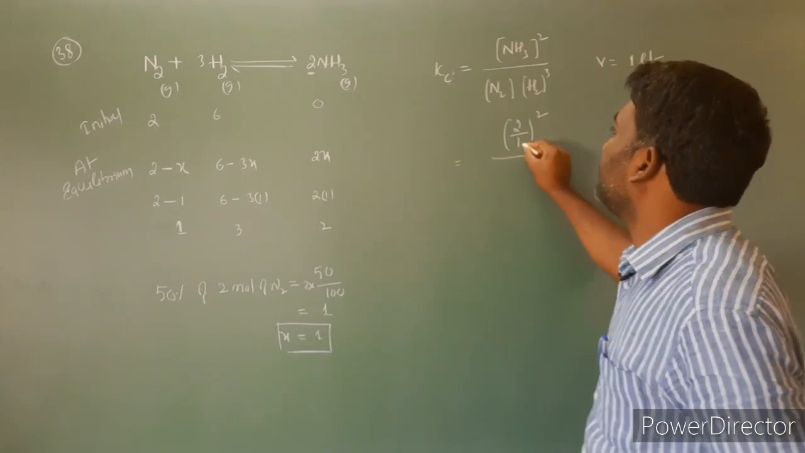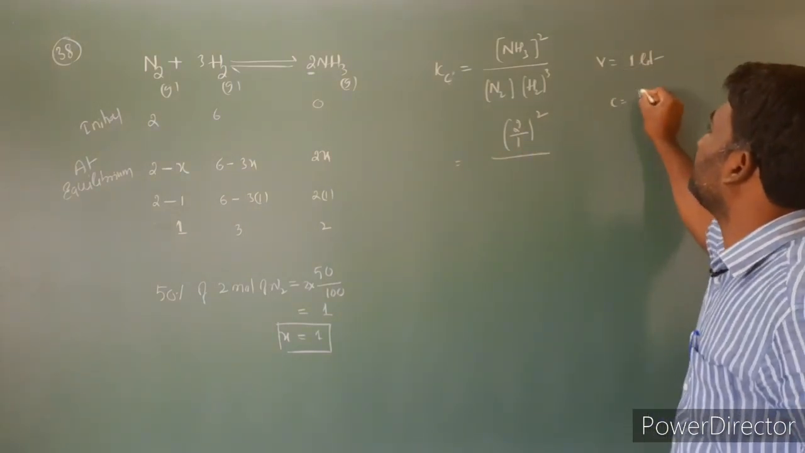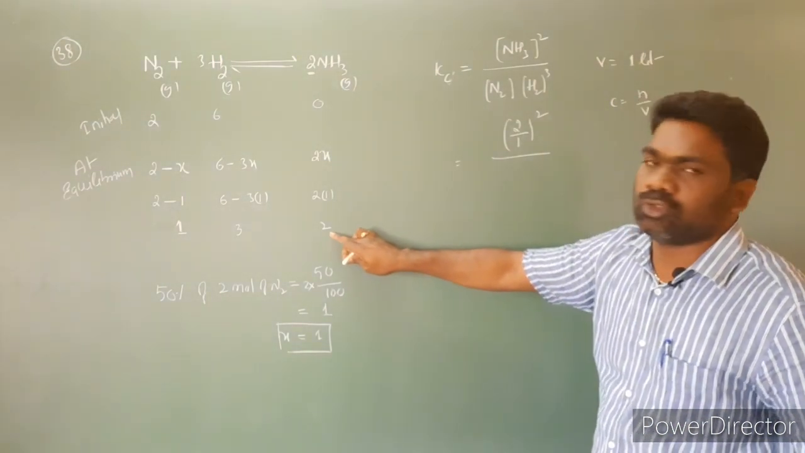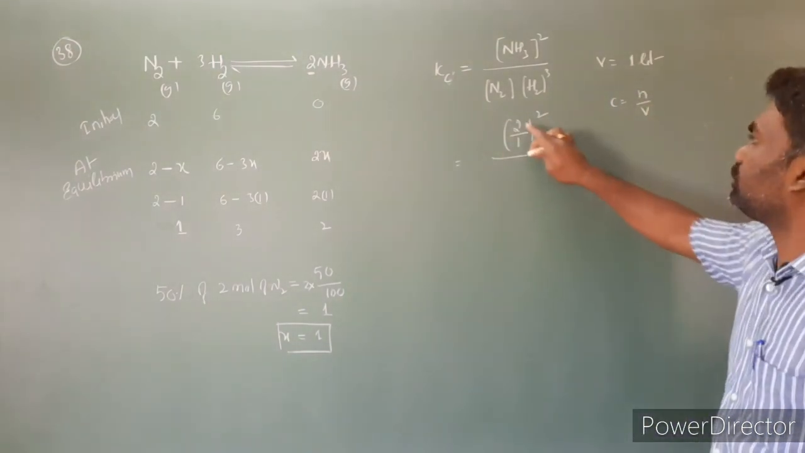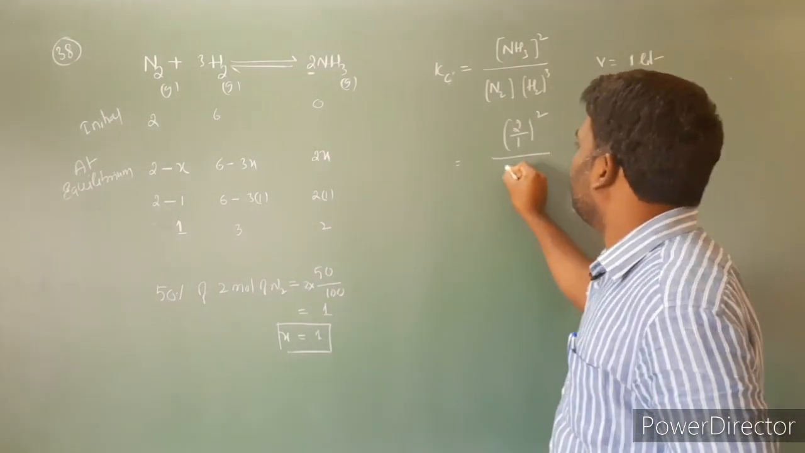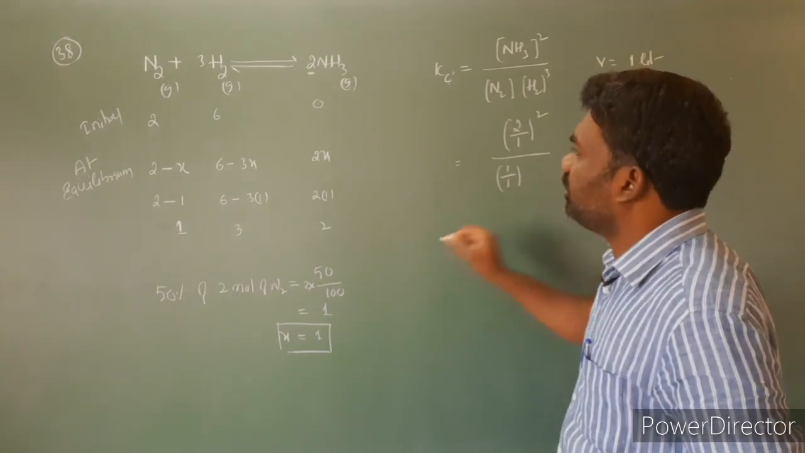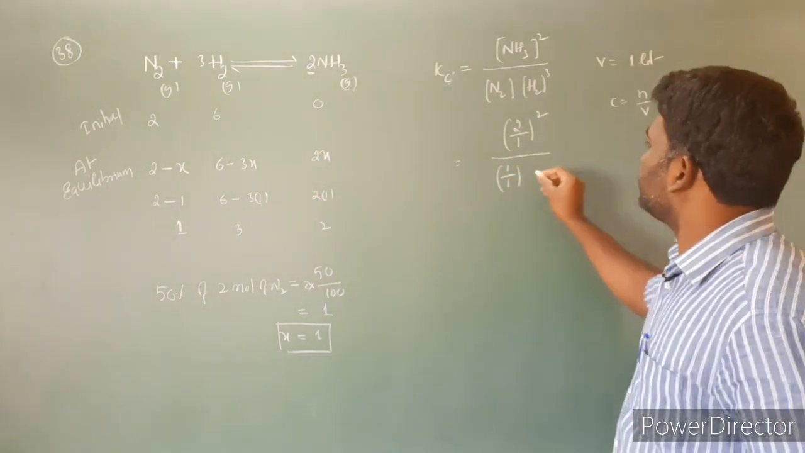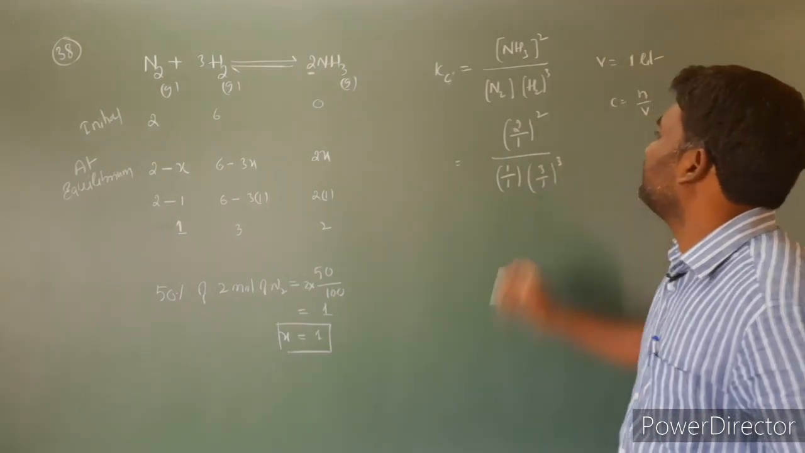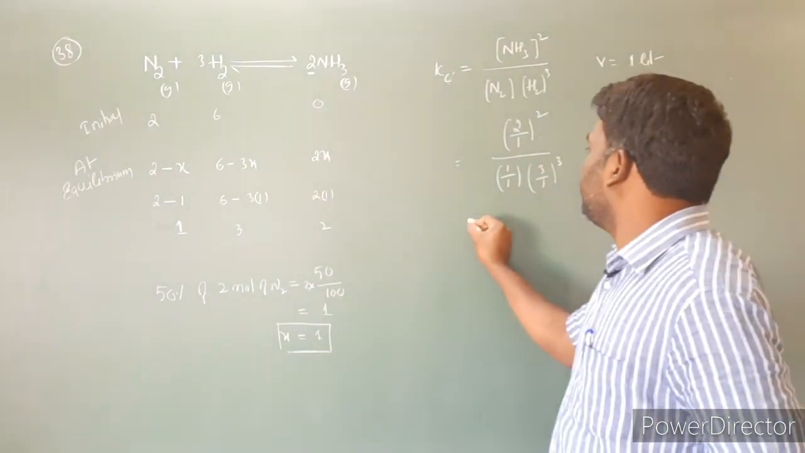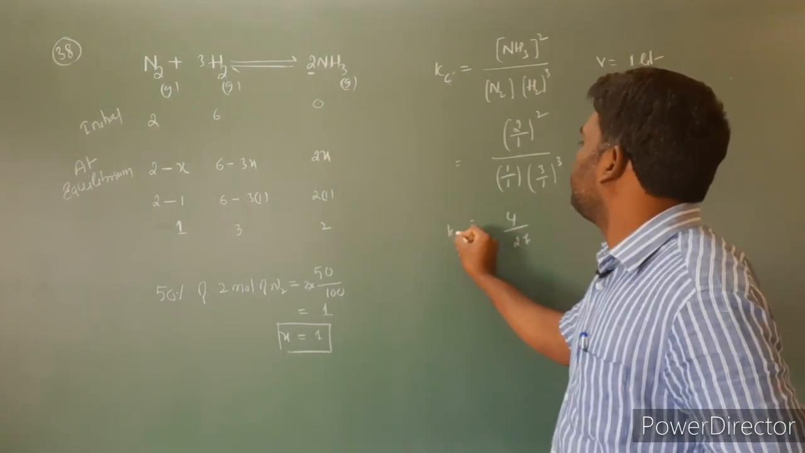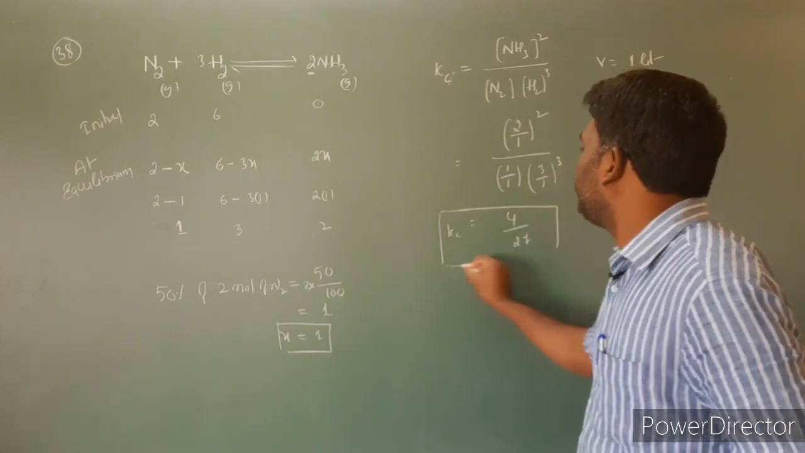Isn't it? So concentration C is equal to n by V. n is 2 moles, V is equal to 1 liter. So 2 by 1 power 2. Next, N2 concentration: how much is there? 1 by 1. This is 1 by 1 into H2 concentration, how much? This is 3 by 1 power 3, isn't it? That is equal to 4 by 27. Kc is equal to 4 by 27.